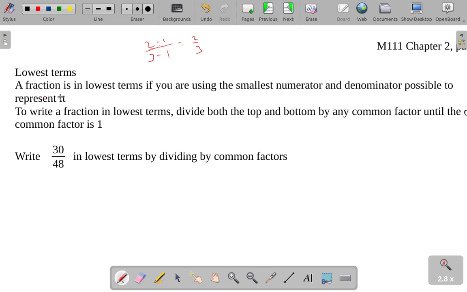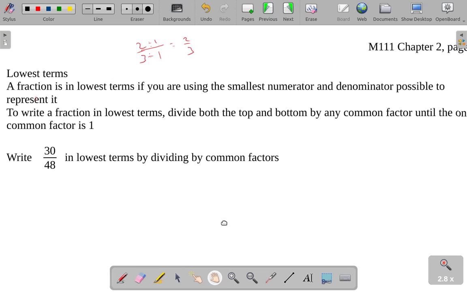So when a fraction is in lowest terms, that's the same thing as saying the greatest common factor, the biggest factor that's in common for both of these, is 1. That's the only thing that's in common between them. We just call that the greatest common factor.